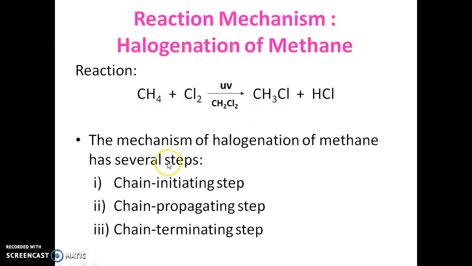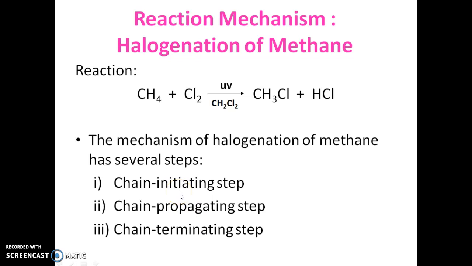So the mechanism of the halogenation of alkane, no matter what alkane, will involve 3 steps: chain-initiating step, chain-propagating step, and chain-terminating step. These steps must follow the order: first the chain-initiating step, then the chain-propagating step, then the chain-terminating step. In this video, I will explain them one by one.